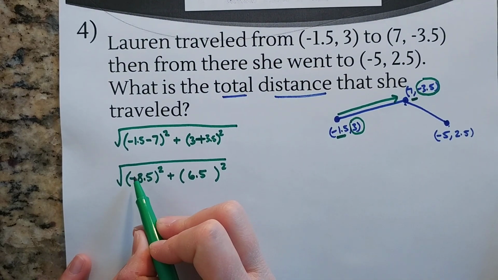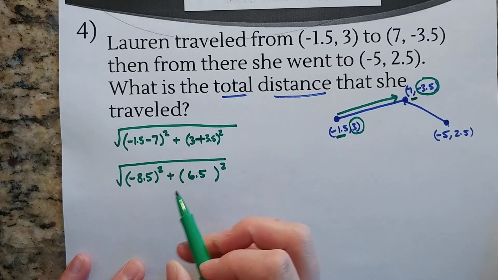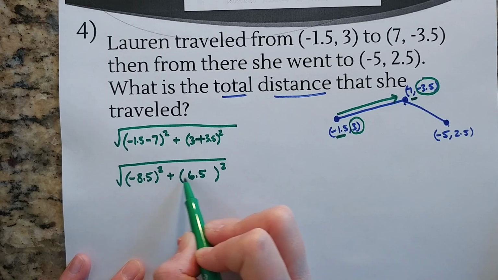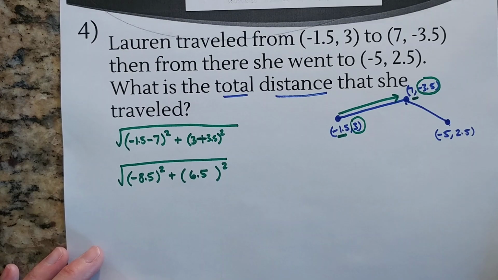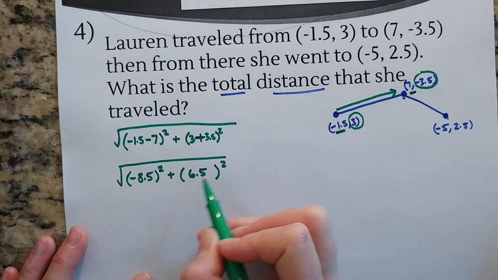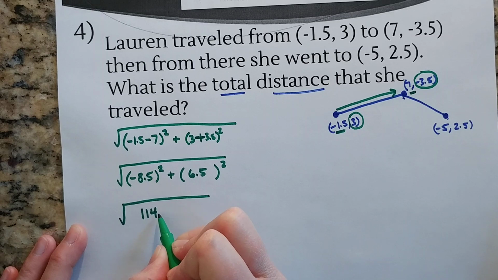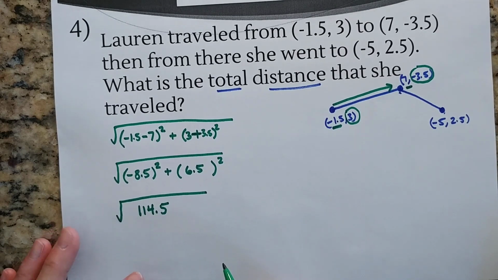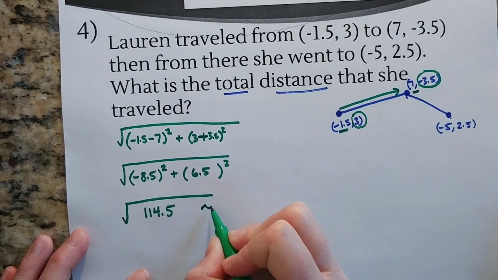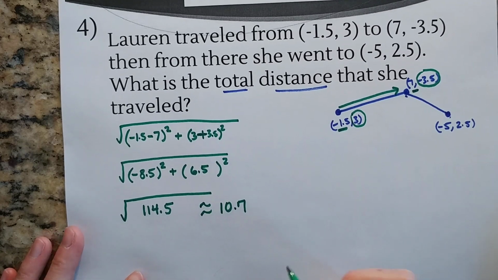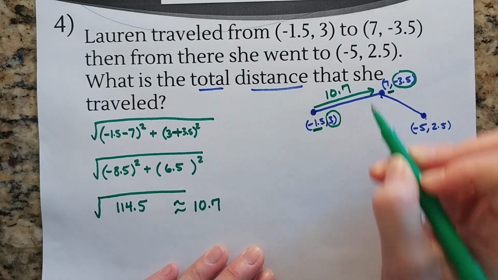Now you should be able to type all of this into the calculator on your Chromebook for the MCA. You should be able to put your parentheses and type everything in there. Maybe not the square root on the outside, but everything else in here. So I just typed all of this into my calculator, and it says 114.5. Now my last step would be to take the square root of 114.5. My calculator says approximately 10.7. So the distance from this point to this point is approximately 10.7 units.